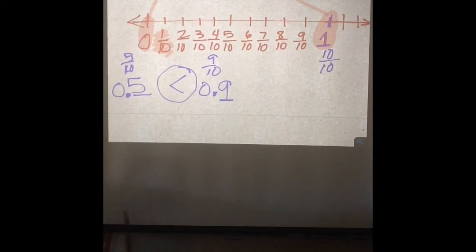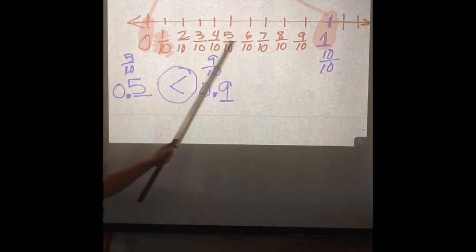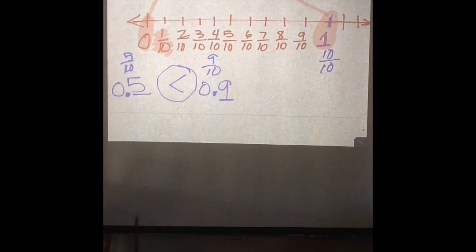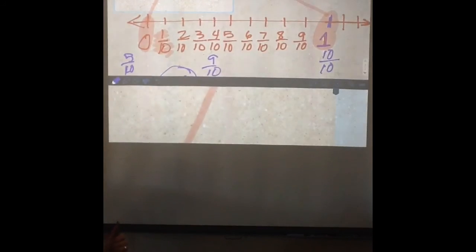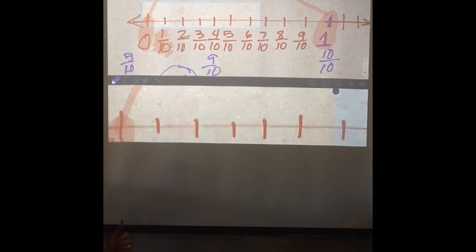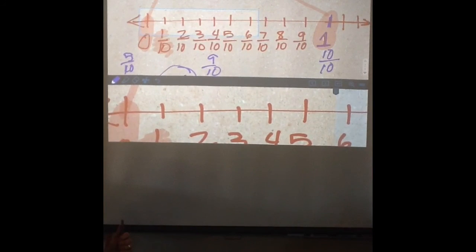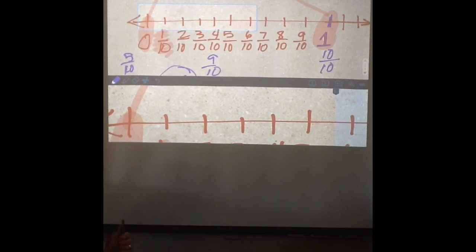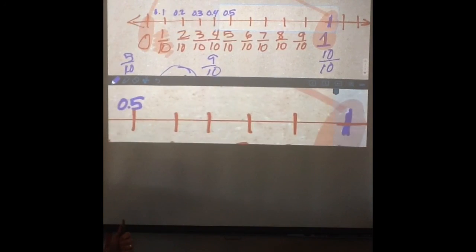Do you want to write them up above here? Would that be helpful? Okay, well then let's do that. So this first one right here, what am I going to put? I'm going to put 0.1. The next one is 0.2. Come on, people. 0.3. 0.4. 0.5. Okay, hold on.